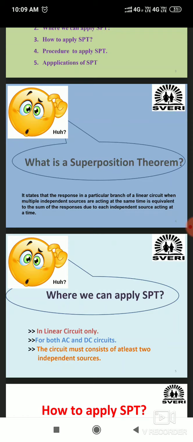So what is the superposition theorem? Below, the theorem is given in short, but in the next lecture I will give the detailed theorem which you have to write in exam or any test. Okay, so just remember it now. It states that the response in a particular branch of a linear circuit when multiple independent sources are acting at the same time is equivalent to the algebraic sum of responses due to each independent source acting at a time. So you cannot understand in one stroke. एका stroke मध्ये तुम्हाला हे कळणार नाही.